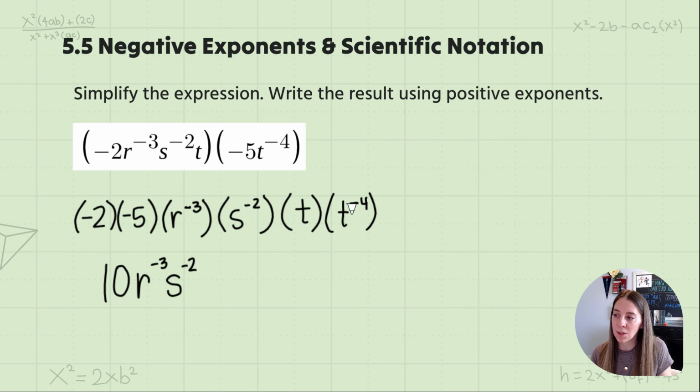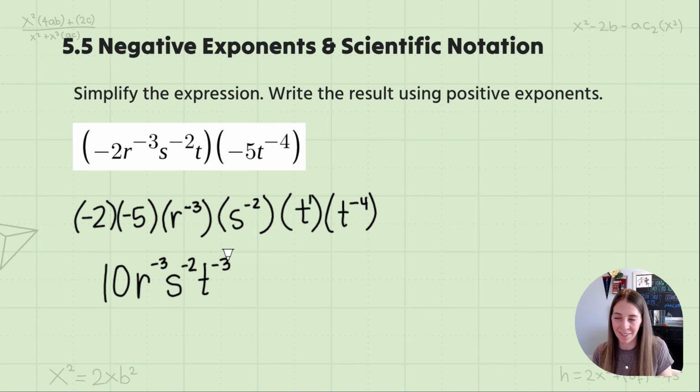And then we do have 2 t terms. So this is t to the 1st power times t to the -4th power. Remember, when you're multiplying terms that have the same base but exponents on them, you add the exponents. Okay, be so careful with that. We add the exponents. So 1 plus a -4 is -3. So this is t to the -3 power. All right, so this would be my answer, except it says to write the result using positive exponents.